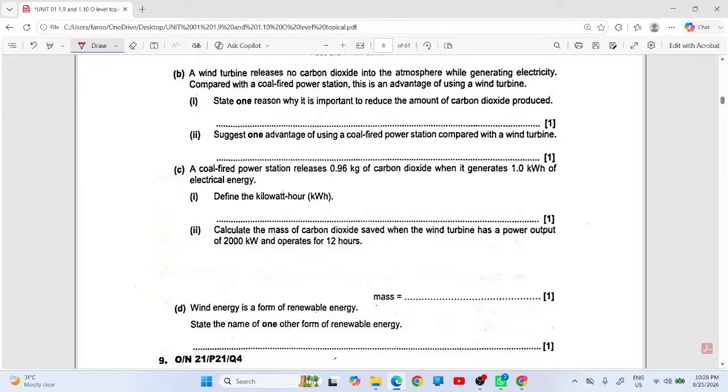Next: a wind turbine releases no carbon dioxide into the atmosphere while generating electricity. Compared with a coal-fired power station, this is an advantage of using the wind turbine. State one reason why it is important to reduce the amount of carbon dioxide produced. To reduce global warming.